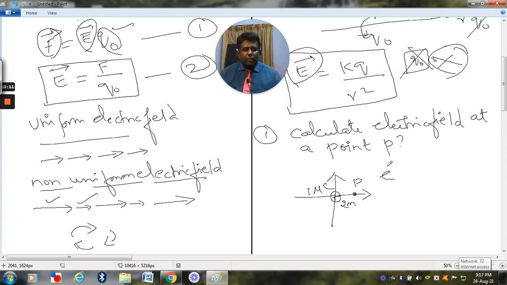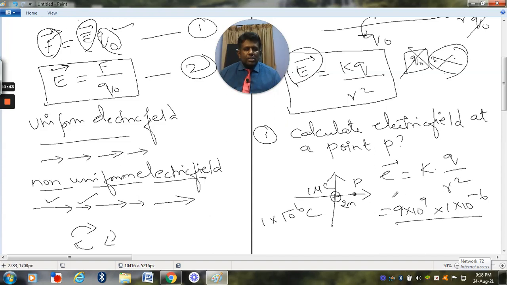We know that electric field is equal to K into Q by distance r square. Here from Coulomb's law itself we know that K is equal to 9 into 10 to the power 9. Instead of K, substitute 9 into 10 to the power 9 into, we know the charge value, that is 1 microcoulomb. Micro means 1 into 10 to the power minus 6 coulombs. Therefore, instead of Q, you have to write 1 into 10 to the power minus 6 divided by r square, r is distance. Distance is 2 meters. Squaring the distance, that is 2 square.